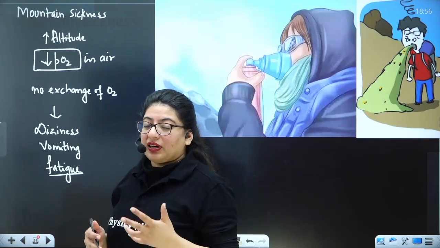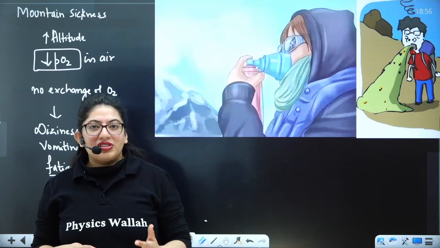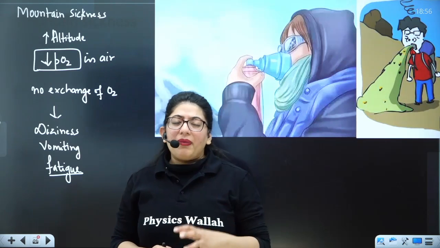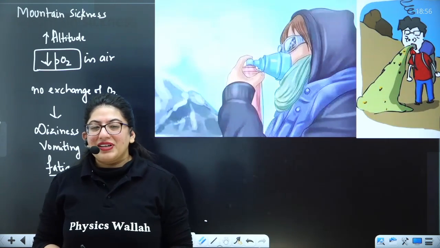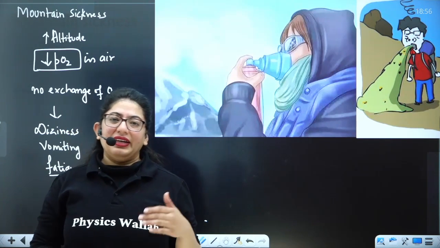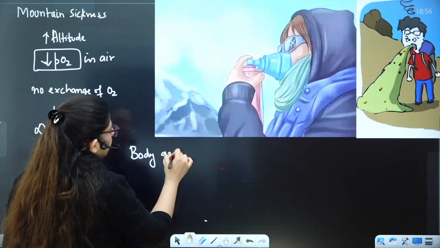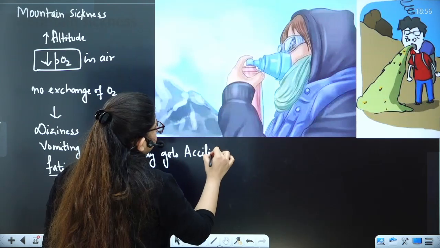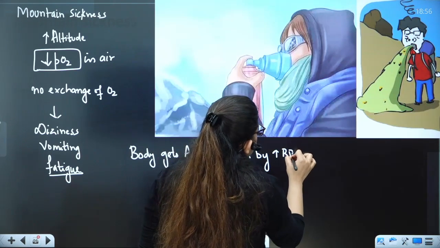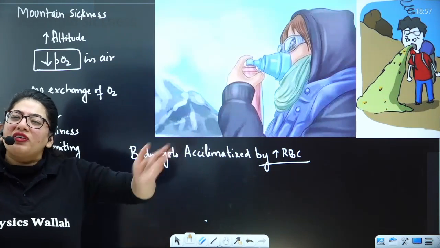So how does the body get acclimatized? You must have felt something if you have ever visited these places. The cheeks get redder in these areas. Why? It's a method of your body to get acclimatized to these areas. How? It will increase the RBC count. Acclimatize means adapted, by increasing RBC. The more the RBC, the more the oxygen transport, and your body will adapt and you will enjoy there.